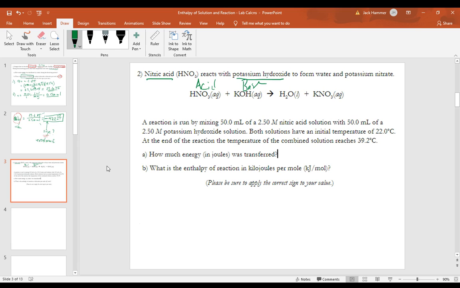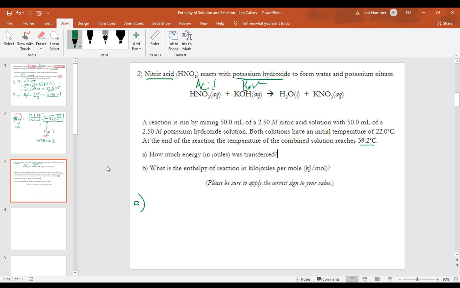Okay, so let's take a look. It says that they take 50 mils of a 2.5 molar solution of nitric acid, and they combine it with 50 milliliters of a 2.5 molar potassium hydroxide solution. Both solutions have an initial temperature of 22 degrees, and at the end of the reaction, the temperature of the combined solution reaches 39.2 degrees. So clearly another exothermic reaction, right? The temperature went up by over 17 degrees.